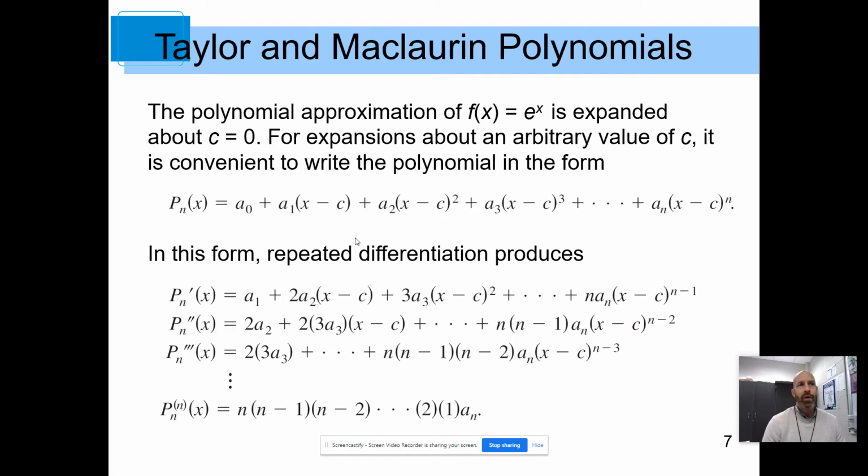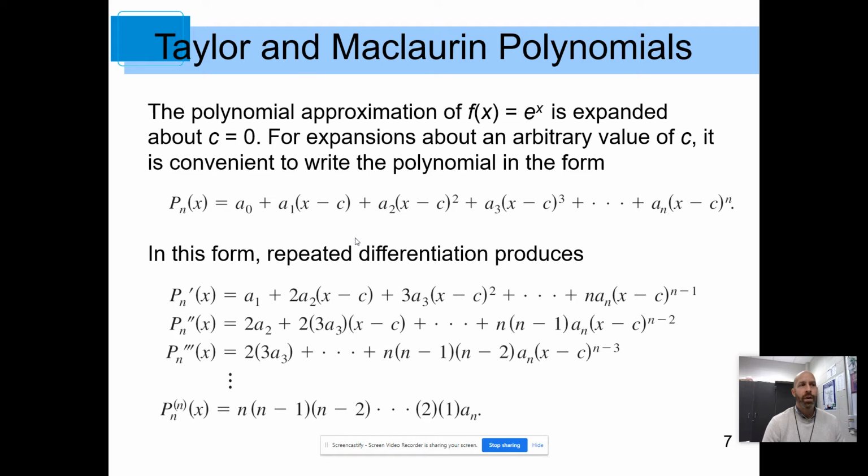The polynomial approximation for f of x equals e to the x is expanded about c equals 0. So in this case, c is 0. For expansions about an arbitrary value of c, it is convenient to write the polynomial in this form. So now look what we have here. We've got p sub n, that means the nth polynomial. We're going to do a sub 0 plus a sub 1 times x minus c plus a sub 2 times x minus c squared, etc.